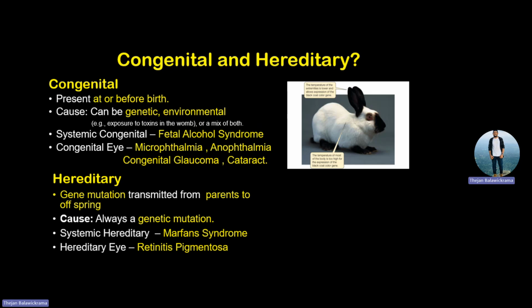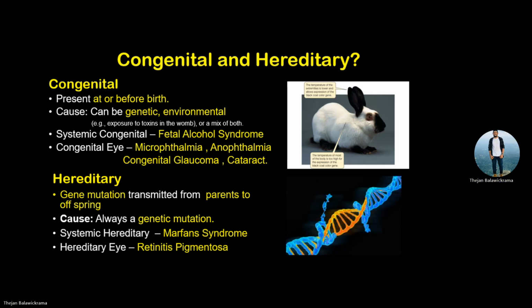Then hereditary means you are coming from your parents. Gene mutation transmitted from the parents to the offspring. It's the gene that is coming from the parents, and in the gene sequence, this is a chromosome, and then you get genes, and there is a mutation, a change in that sequence. So that is the gene mutation, parents to offspring. Just remember hereditary.